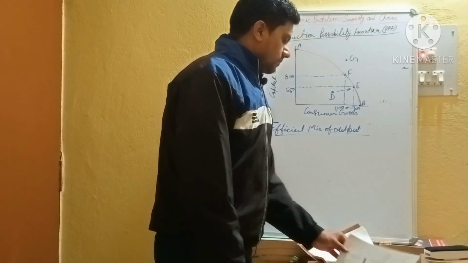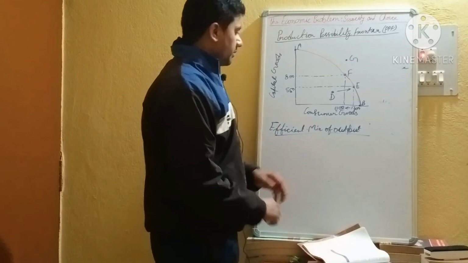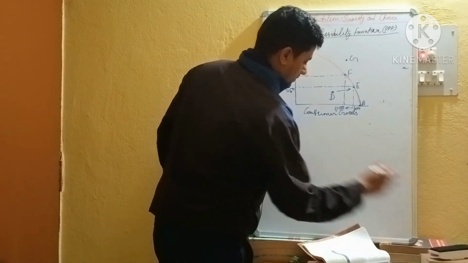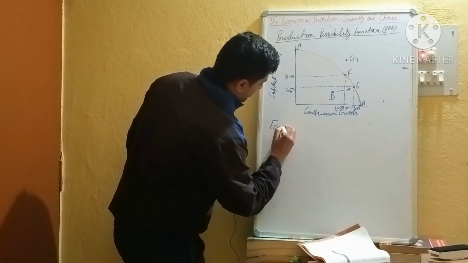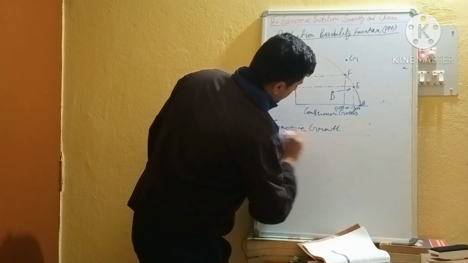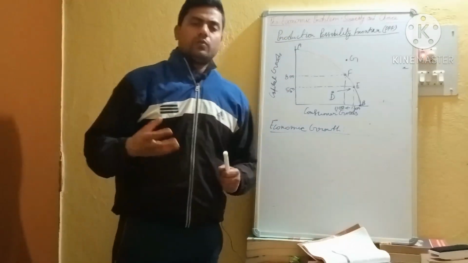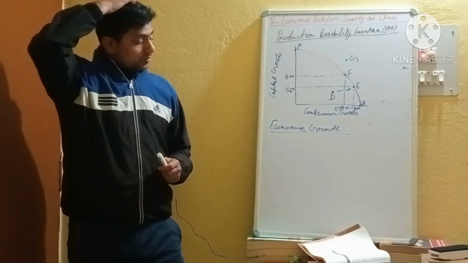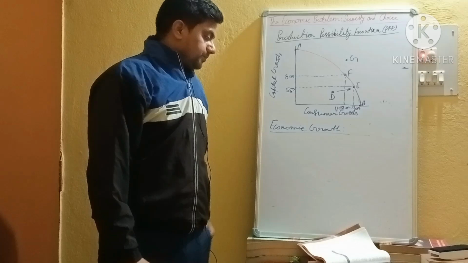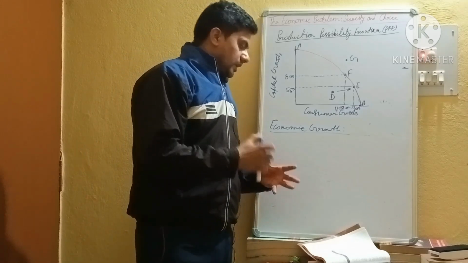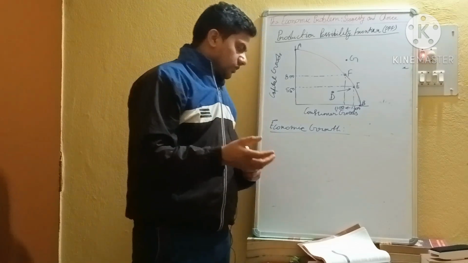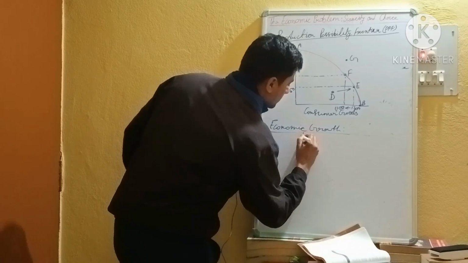Then next we have the economic growth. The economic growth. So what happens when the economy grows? When the economy grows, then in that case what happens? Whenever there is economic growth, there is an increase in the total output of an economy.